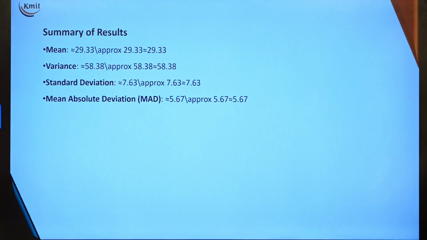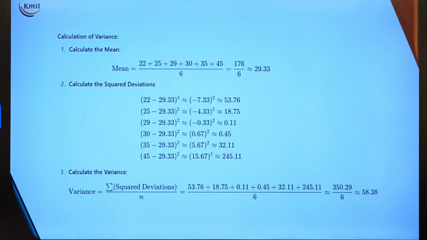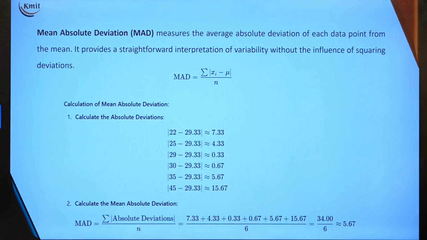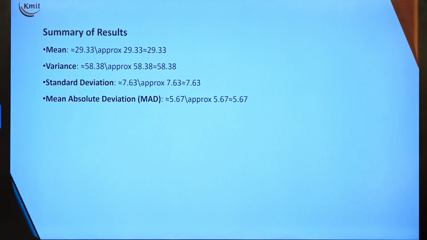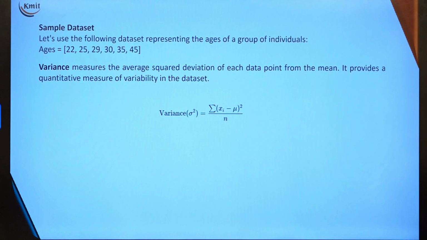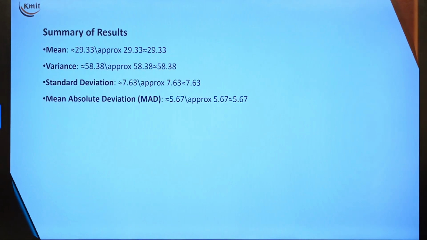So the mean is around 29.33, variance is 58.38, standard deviation is around 7.63, and mean absolute deviation is around 5.61. Now when you observe this, this is all about the data set of ages of people, right? Age is starting from 22 to 45. So when we talk about each term here, mean is nothing but the average age. When I consider this data set of 22 to 45, the average age is the mean, which is around 29 years.